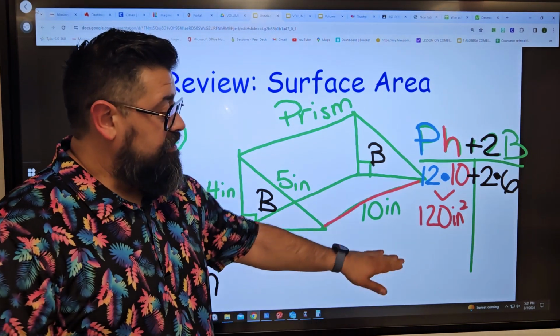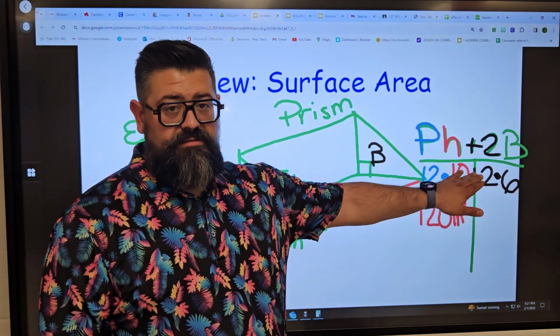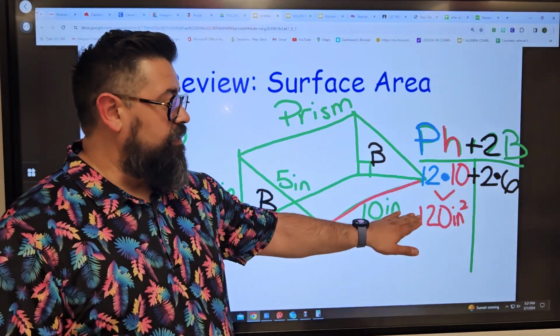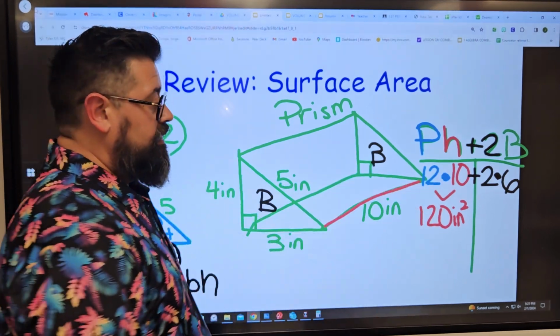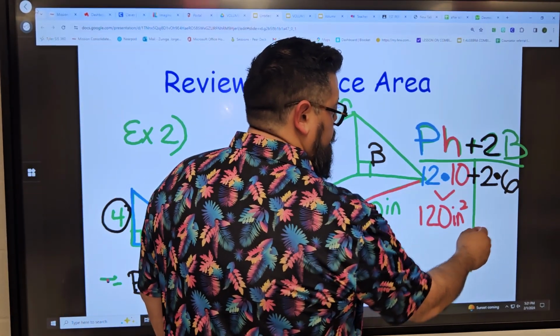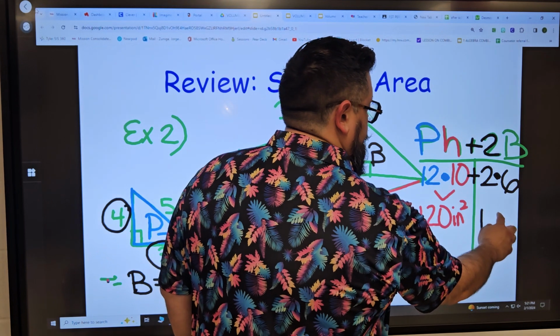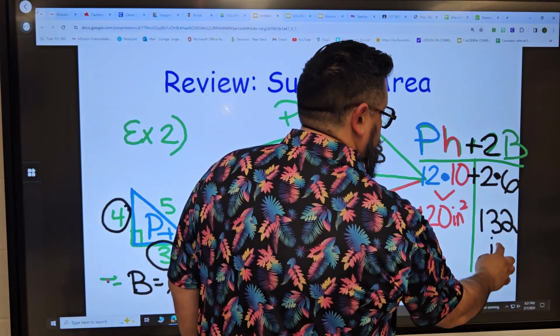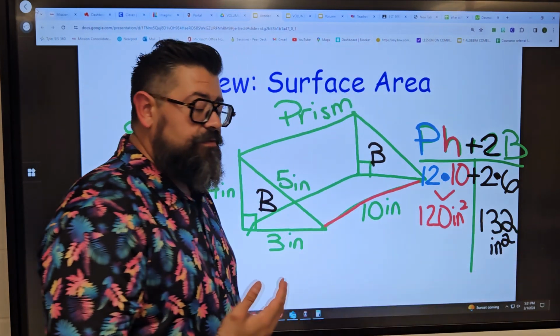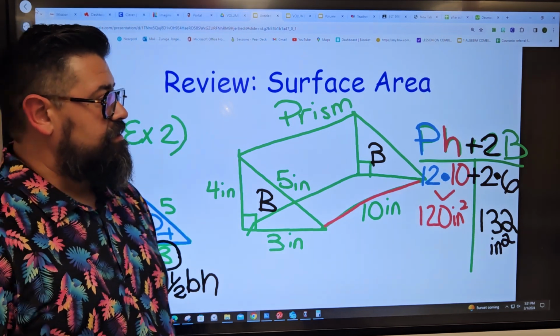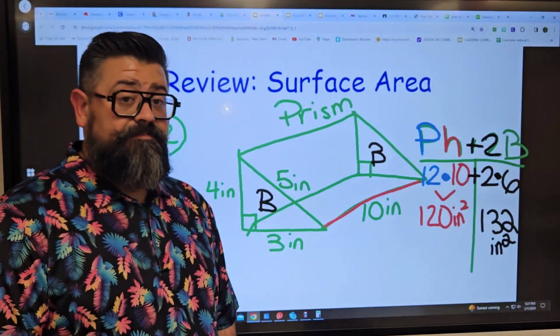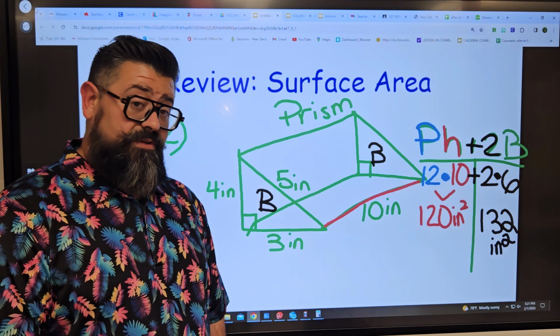So guys, what is 120 plus 2 times 6, which is 12? What's 120 plus 12? So 120 plus 12 is going to be 132 inches squared. So you just found the total surface area of this triangular prism. And that's it for this review.